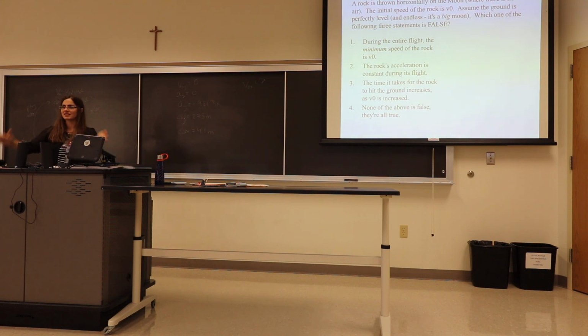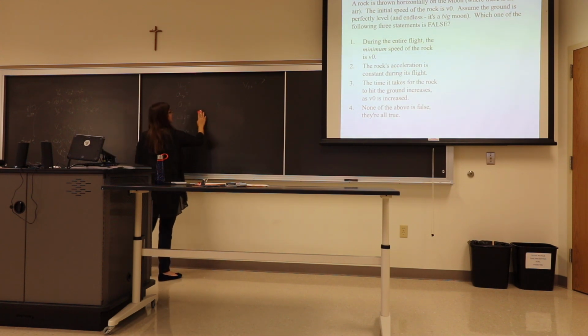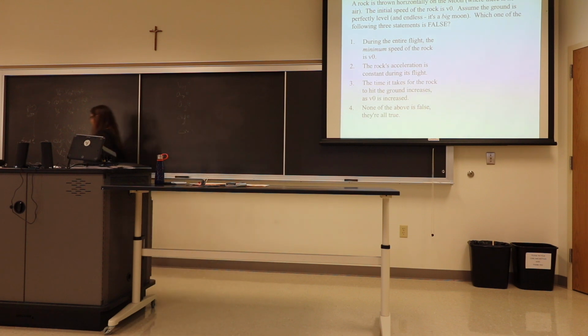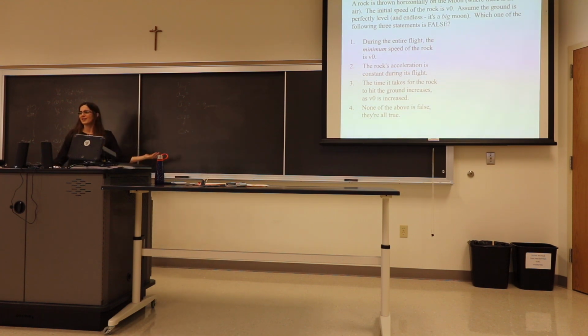So what are you thinking? Are there any you can eliminate? Well, they have a different gravity. Yes. So what does it mean if the moon has a different gravity? That AY is going to be different. So let's just say AY is minus G of the moon. This could be any number. It could be minus 4, right? It's a different number, but it's some number. Still constant.